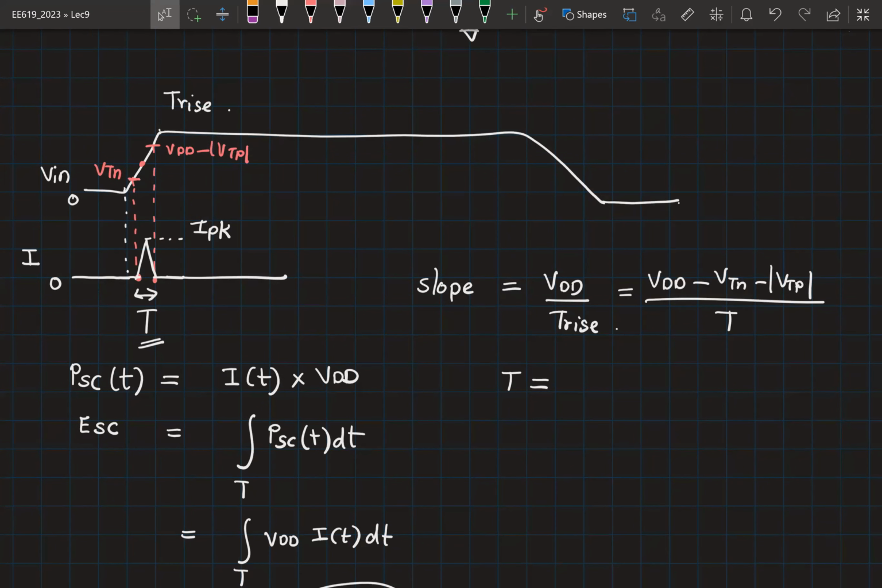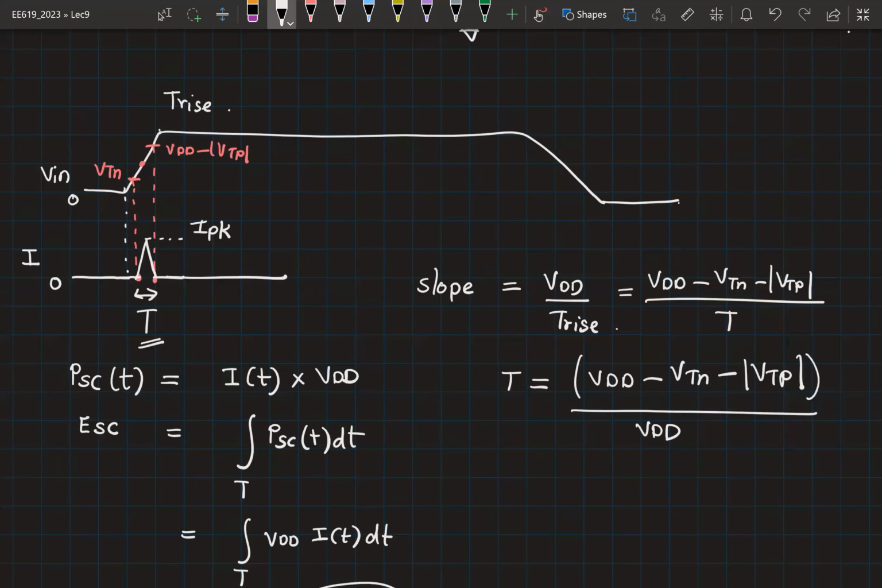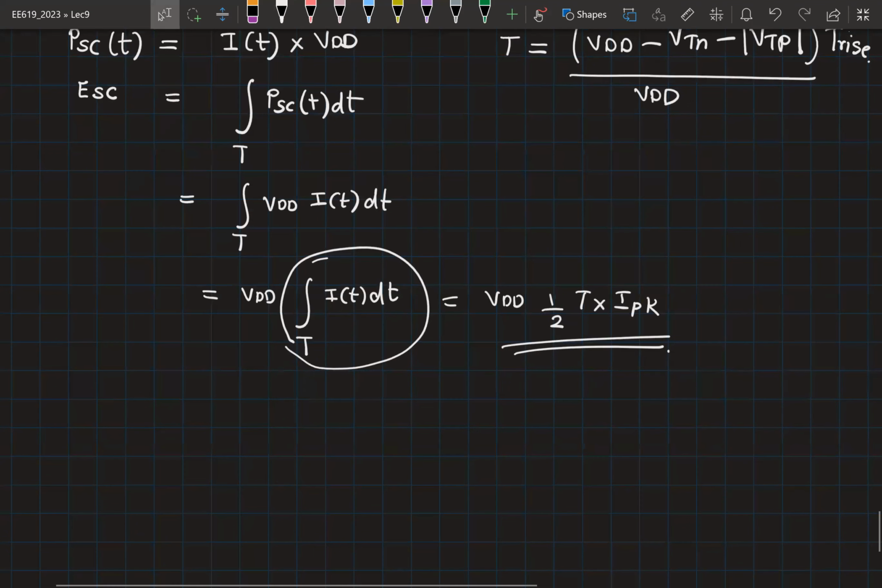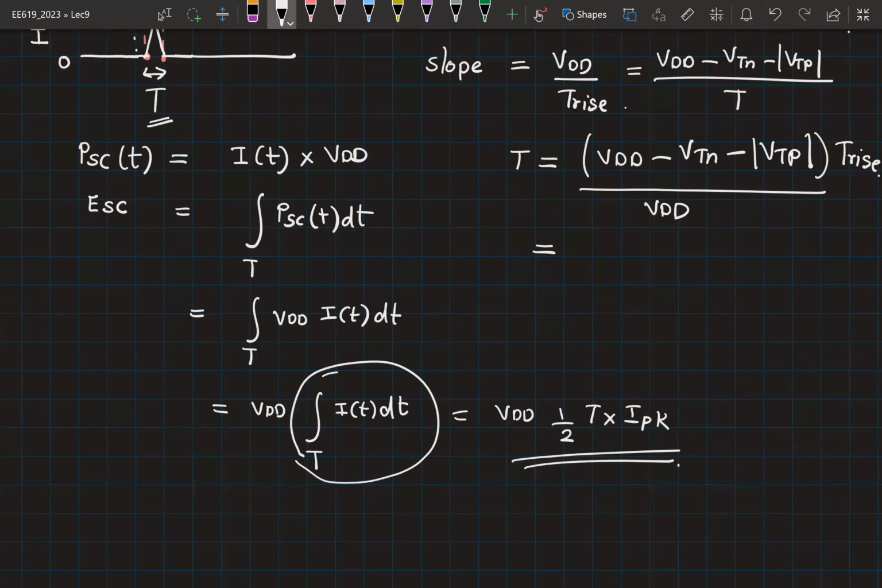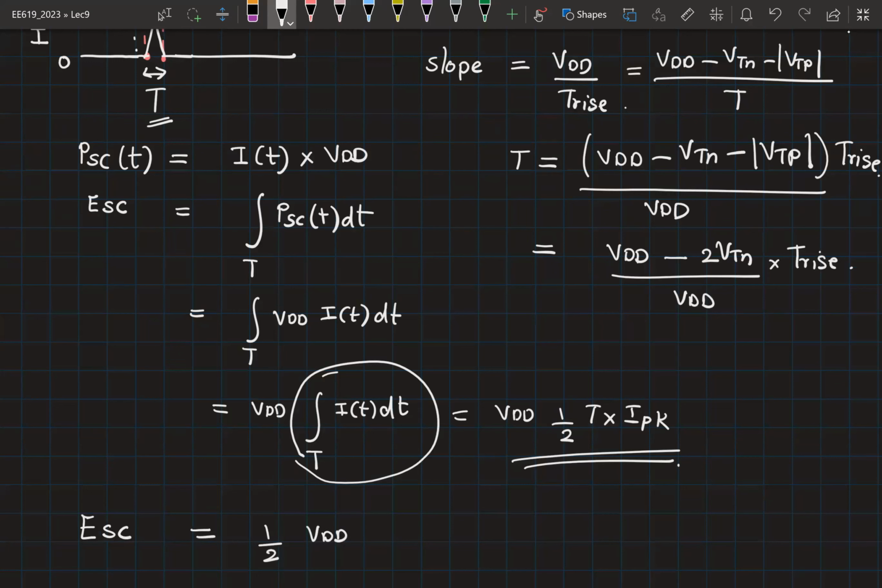Okay, so what is the expression for T? T is equal to VDD minus VTN minus mod VTP divided by VDD into T rise. So now I can write, of course we make the usual assumption where VTN is equal to mod VTP. So then this becomes VDD minus 2 VTN divided by VDD into T rise. And then I substitute that into this equation. ESC is equal to half VDD I peak into, instead of T, I can write this expression. So it becomes VDD minus 2 times VTN divided by VDD into T rise.